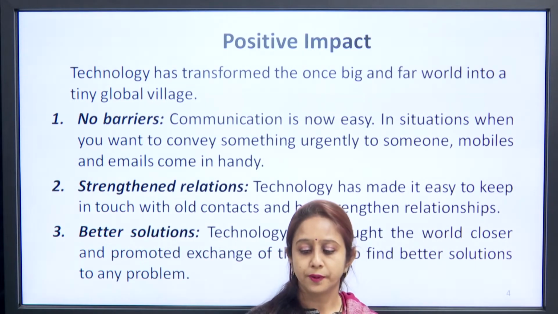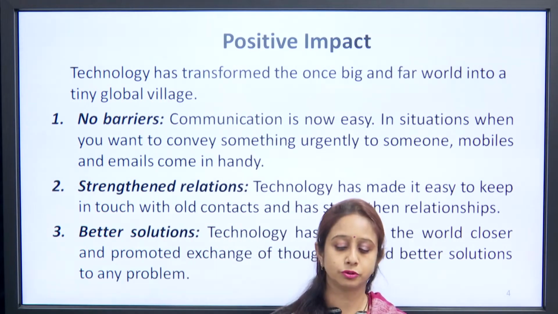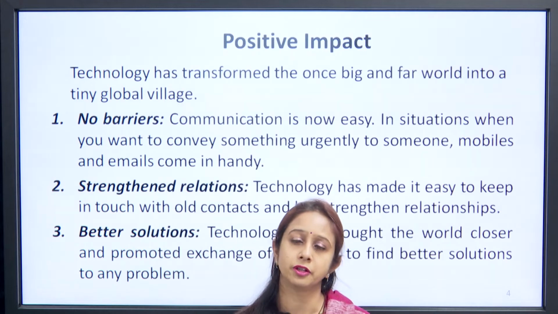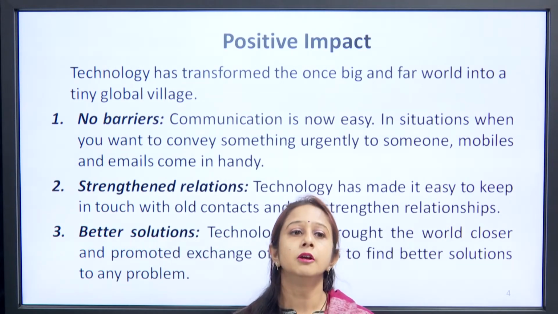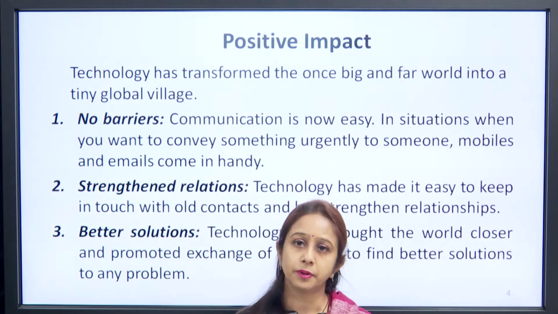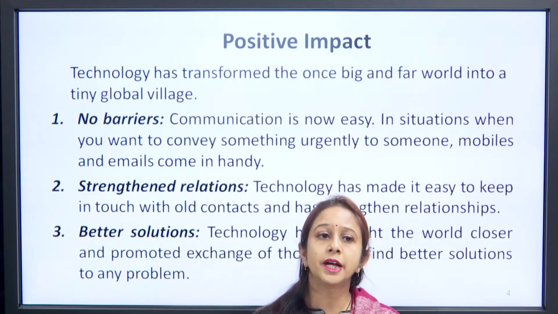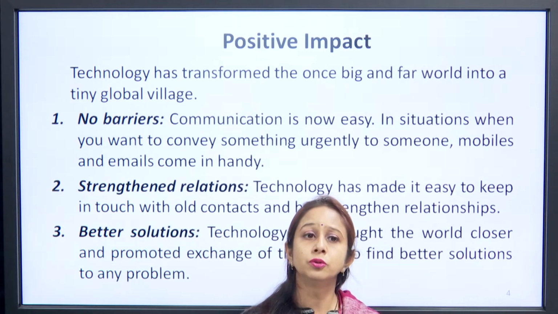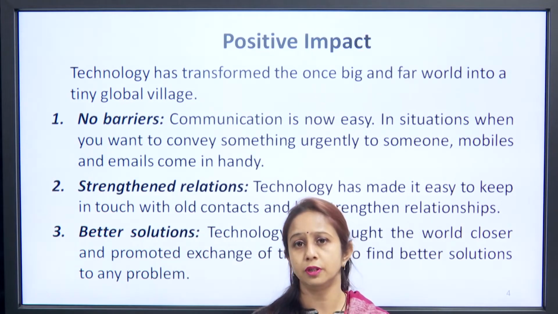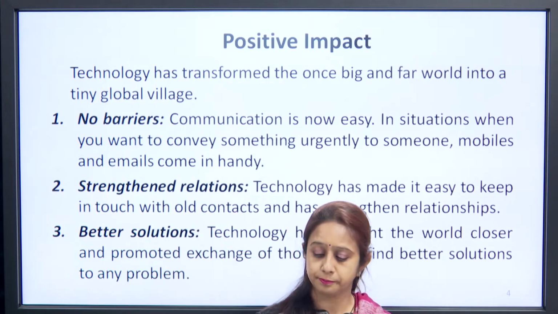Thirdly, better solutions. Technology has brought the world closer and promoted exchange of thoughts to find better solutions to any problem. So, when we have certain problems or issues in our organization, situations come up where we need to take faster decisions. Over there, technology has given a better solution, because when we are not able to meet, when we are not able to go to that certain place, we can always take the help of technology to reach the people over there and convey different information to them, and this situation can be overcome in a faster and efficient manner.